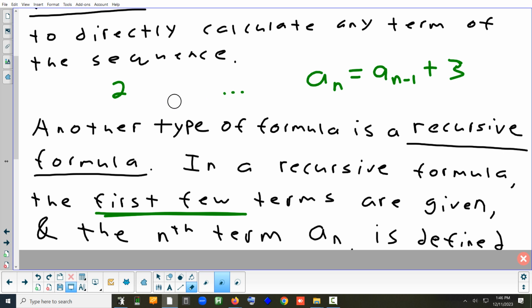If I just gave you one term like that, what would be the problem with me just giving you one term? Or maybe, let's say I didn't even give you a term. What would be the problem with that? You don't know what the pattern is. You don't even know where to start. If I don't tell you the first term, well, this says take the term before the one you want to know and add 3. If you don't have one to start with, you can't do that. So I've got to give you the first couple, and I have to give you a formula like that.